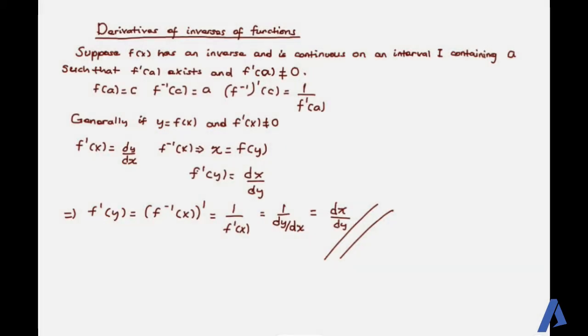በመቀጠል derivative of inverses of functions እናያለን። Suppose we have a function which has an inverse and is continuous on an interval I containing a constant number a. ከዛ ምንድነው f'(a) must exist እና f'(a) must be different from 0. እነዚህ ኮንዲሽኖች ካሉ f(a) = c, another constant number, then f⁻¹(c) = a, ይሄ obvious ነው from inverse rule. ከዛ the derivative of the inverse at c is equal to 1 over f'(a).